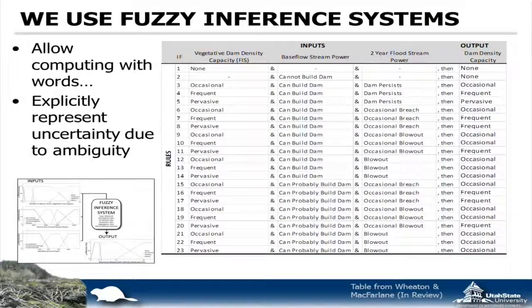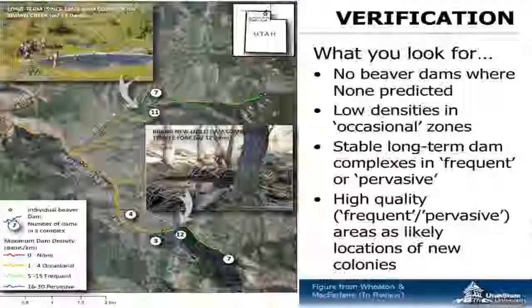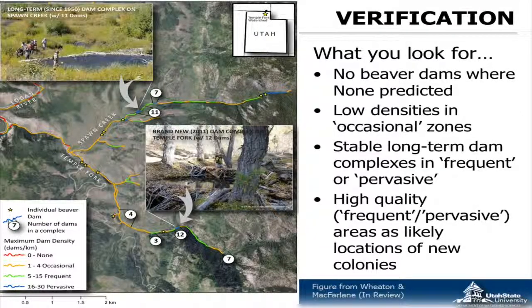We use a fuzzy inference system. It's way too late in the day to talk to you about that. But the verification of this is worth mentioning really quickly. What we look for are places where, are the red zones places where we don't see any beaver dams? Here's an example from up the canyon, Temple Fork and Spawn Creek.